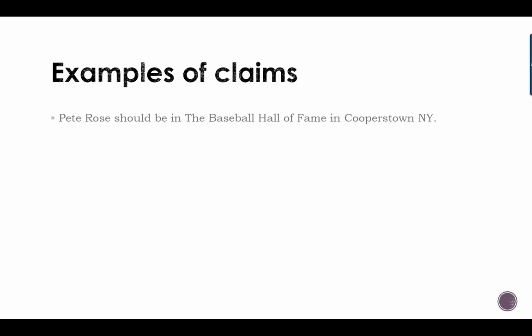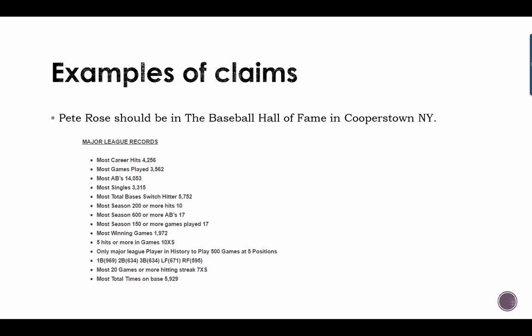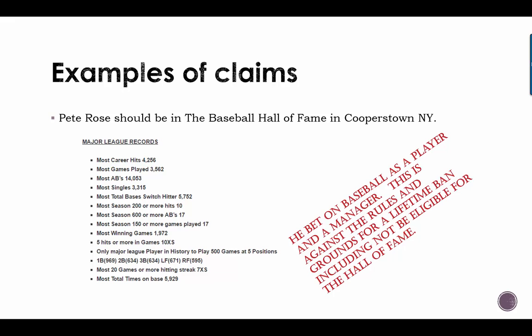The first is, Pete Rose should be in baseball's Hall of Fame in Cooperstown, New York. This is a claim. It can be argued because he does belong in the Baseball Hall of Fame because of his statistics, and also that he does not belong in the Hall of Fame because he broke the rules. This is a clear and controversial claim.